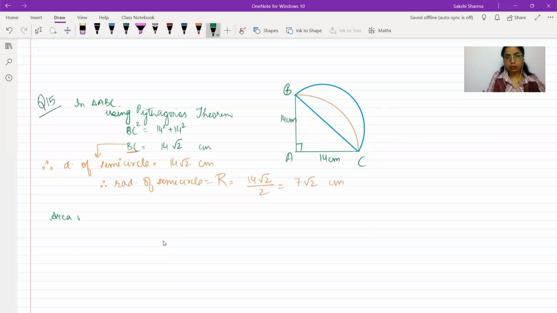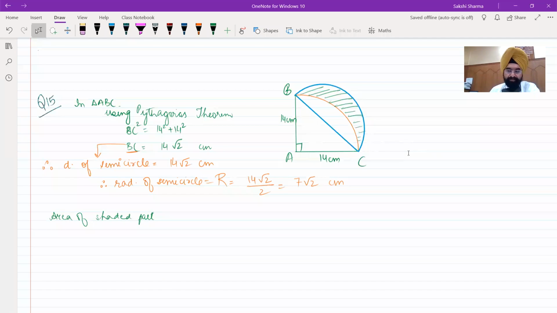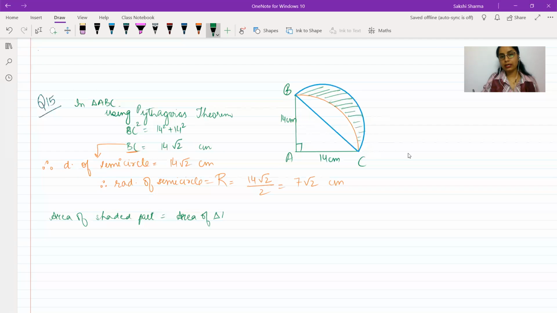Now, the area of the shaded part. All right, let's find the area of the shaded part. We first of all need to find the area of the whole figure, and that will be given by the area of triangle ABC. If you want, you can write down that we are taking the area of the whole figure, and from there we are going to subtract the area of the unshaded part.